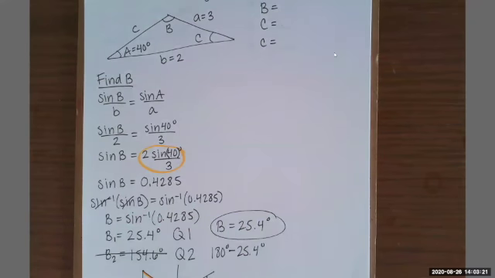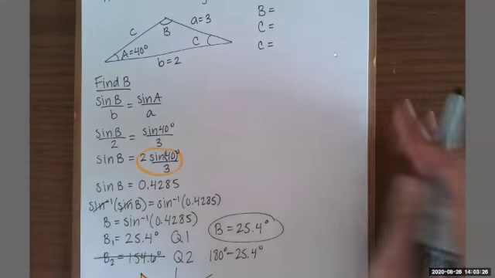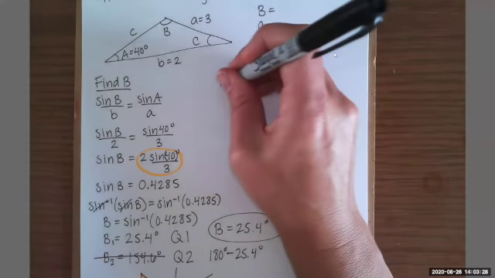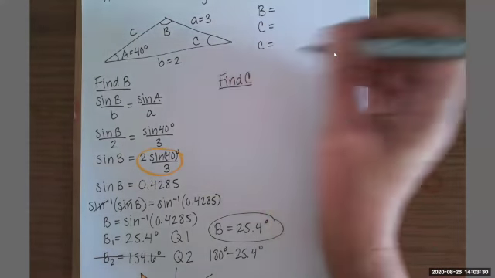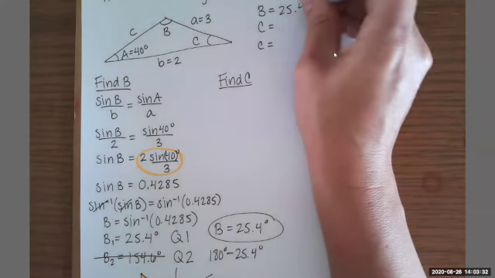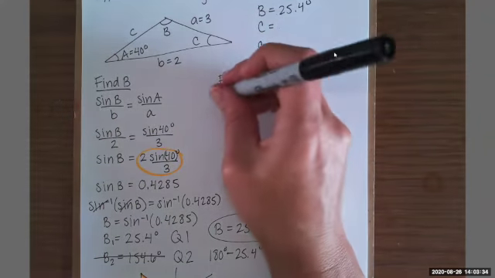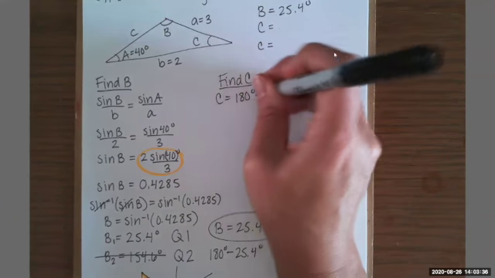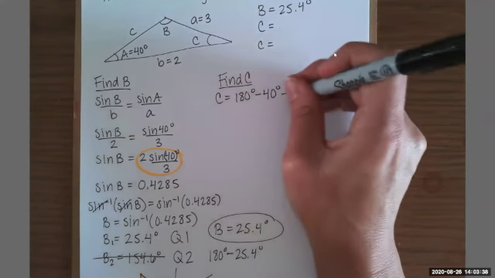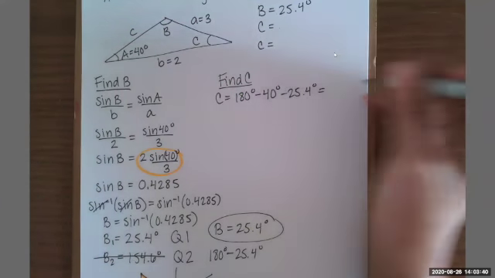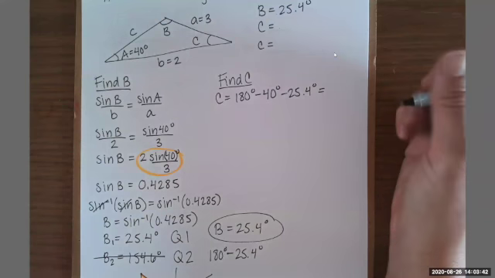All right, once we have angle B, the next thing we should do is find angle C, which we can do really quickly. We know that once we have two angles, to find the third angle, since they add up to 180, C is 180 minus 40 minus 25.4, which is 114.6.